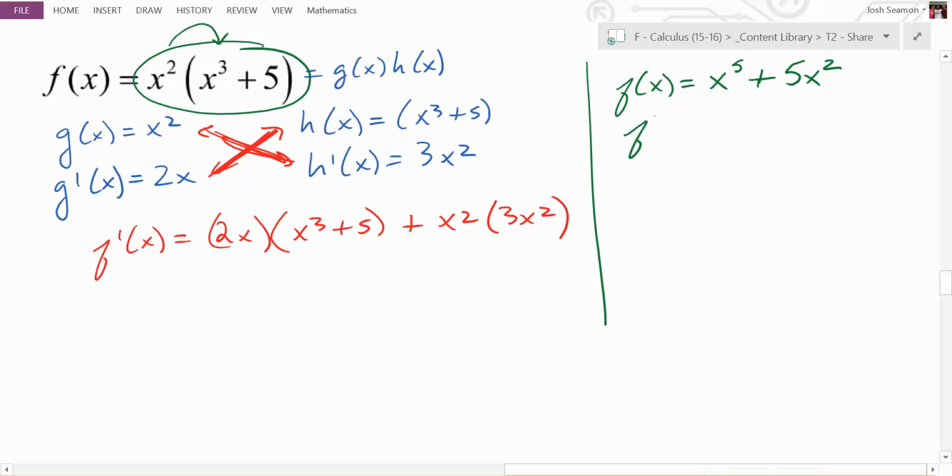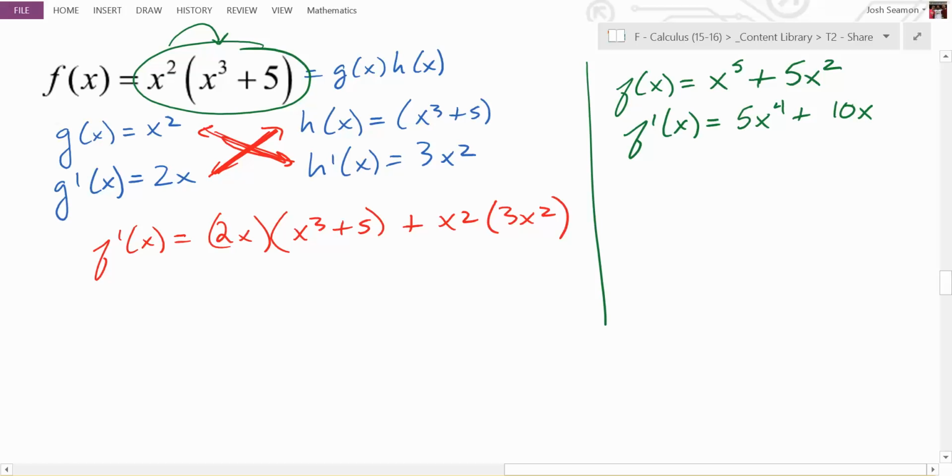Nice. So can we do the derivative here? What's the derivative of that going to be? Do we need the product rule anymore? No, we don't. There we go. What's the derivative now? 5x to the 4th plus 10x.